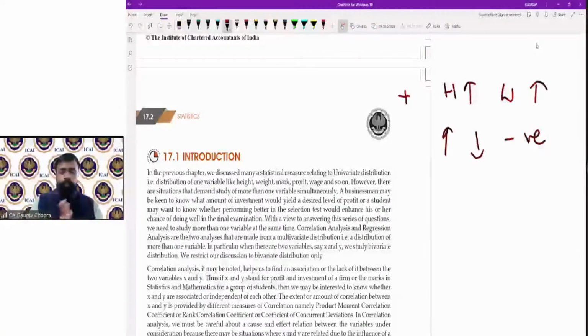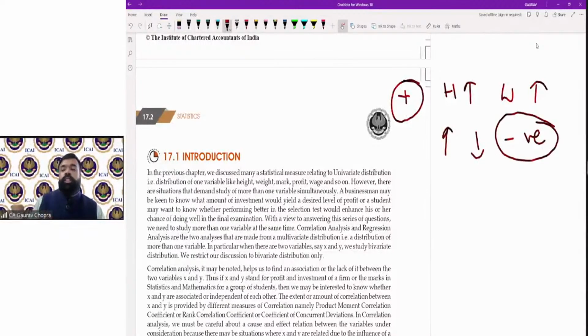Right? So correlation का मतलब simply क्या है? It is the relationship between two variables and these two variables can move either in the same direction or in opposite direction. So when they are moving in the same direction, then correlation is said to be positive. And when they are in different direction, then correlation is said to be negative. Okay?